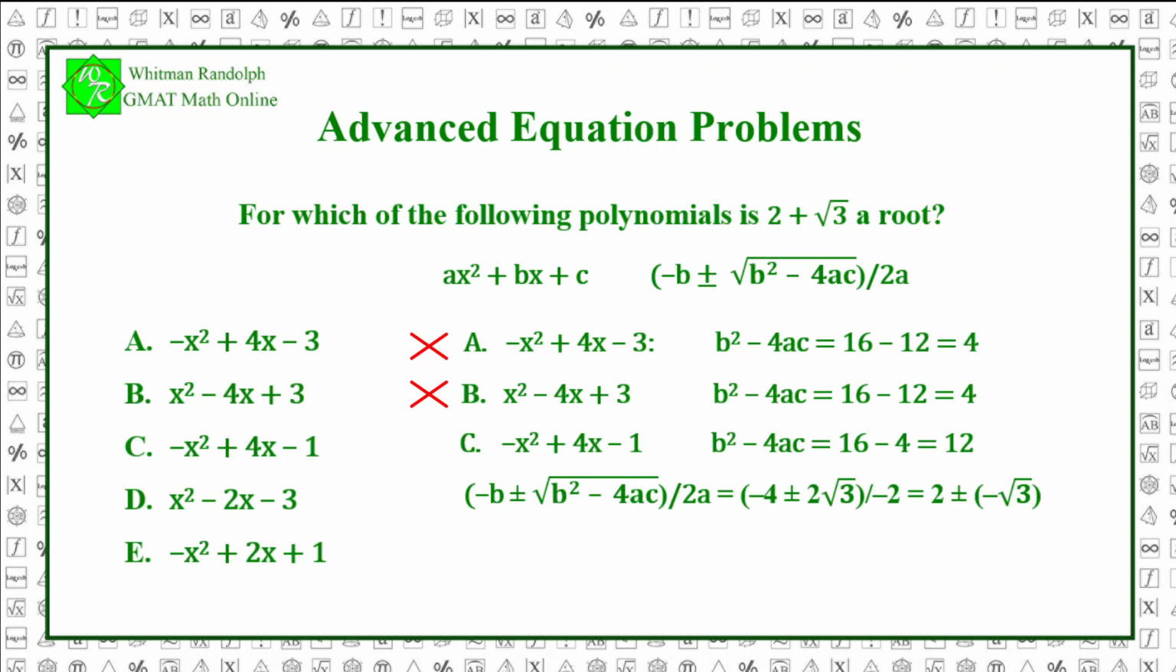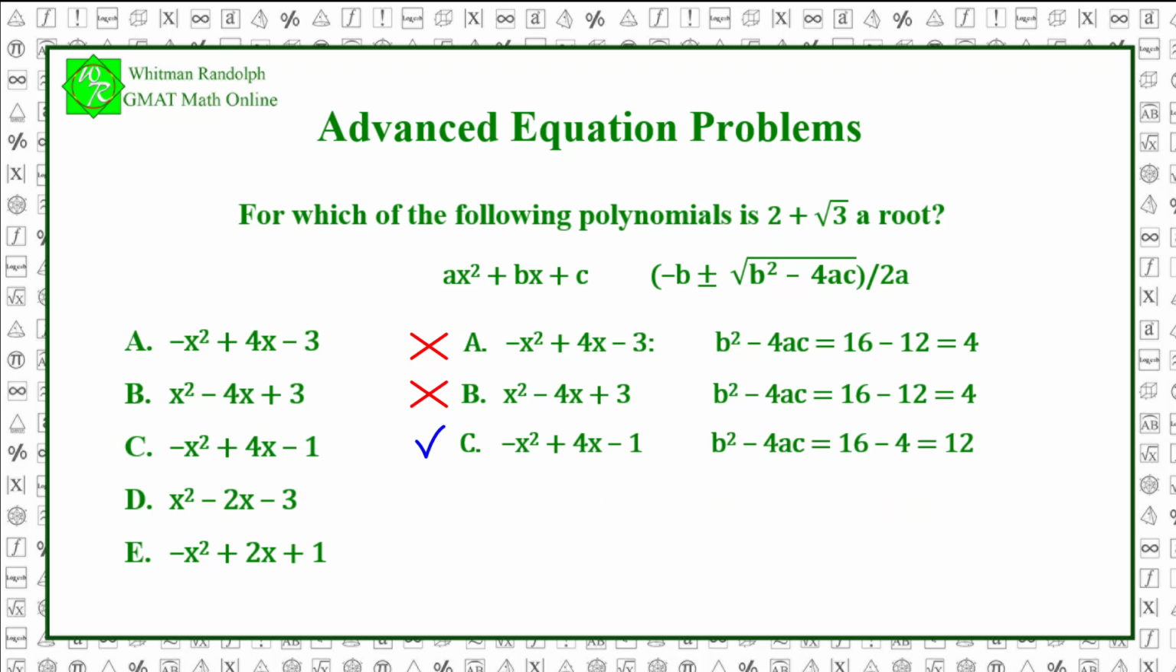Minus b plus or minus the square root of b squared minus 4ac over 2a equals minus 4 plus or minus 2 times the square root of 3 over minus 2. And that equals 2 plus or minus the square root of 3, which yields two roots, one using the plus sign and one using the minus. One of these is 2 plus the square root of 3, so answer C is the correct polynomial.